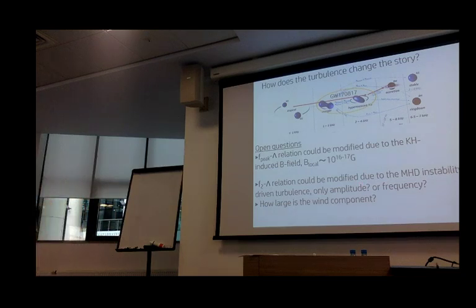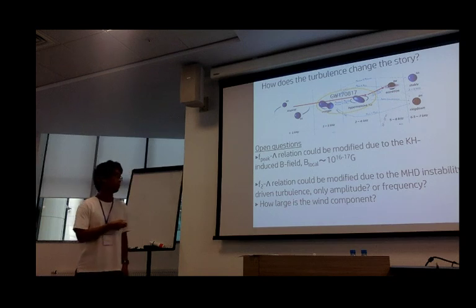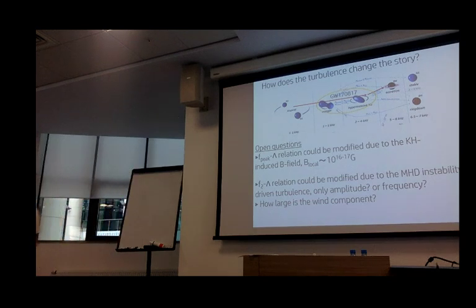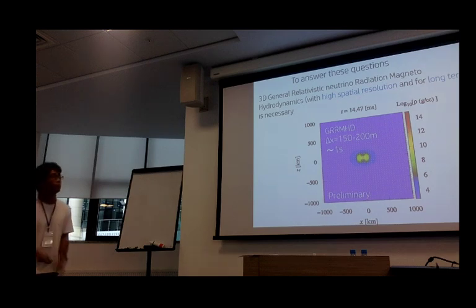The last one is how large this wind component is, because the angular momentum transport process in the hypermassive neutron star determines the amount of this. To answer this question, I personally believe a 3D general relativistic neutrino radiation magnetohydrodynamic simulation is necessary, in particular with high spatial resolution and long term.